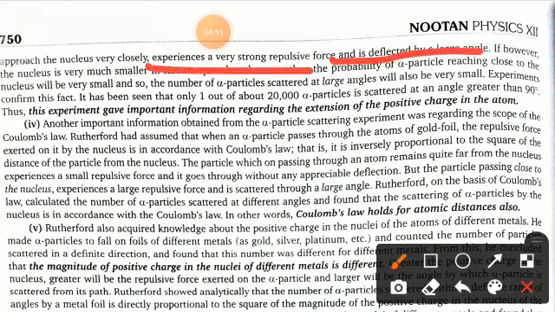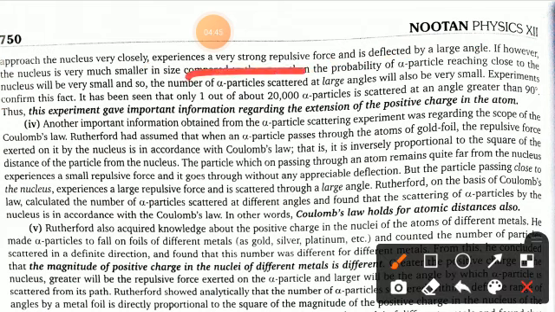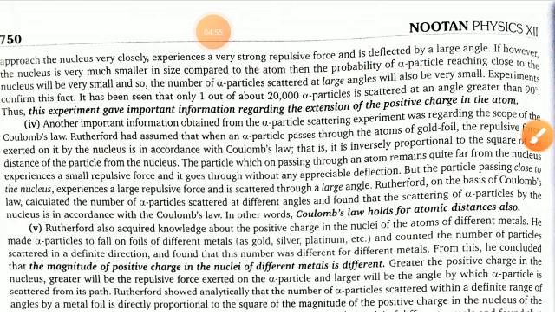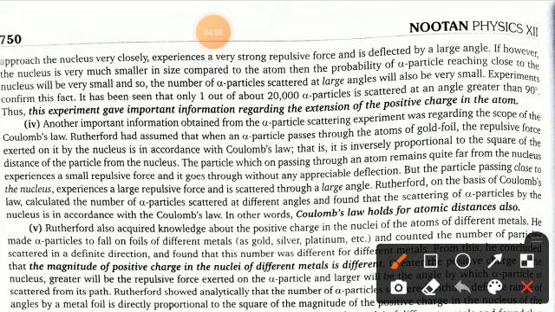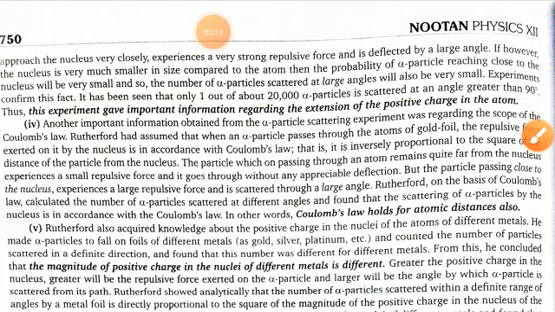If, however, the nucleus is very much smaller in size compared to the atom, then the probability of an alpha particle reaching close to the nucleus will be very small. So the number of alpha particles scattered at a large angle will also be very small. The experiment confirmed this fact: it has been seen that only 1 out of 20,000 alpha particles is scattered at an angle greater than 90 degrees. Thus, this experiment gave important information regarding the extension of the positive charge in the atom. I hope you understood.